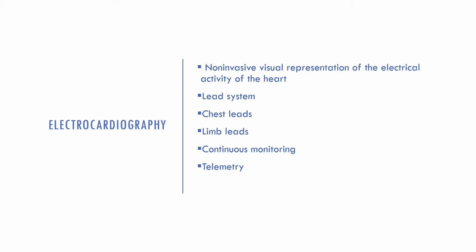You have a lead system. There's chest leads and limb leads. You can have continuous monitoring and telemetry. It can show dysrhythmias, heart chamber enlargements, ischemia, and if there is any signs of an MI.